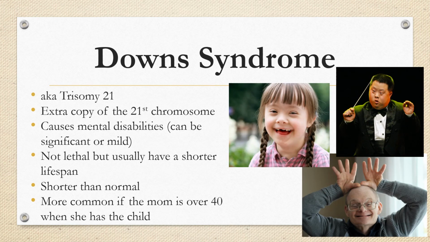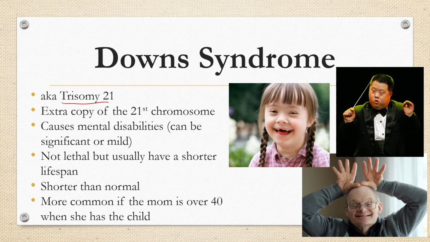So let's learn about a few more interesting genetic disorders or genetic traits. The first one is Down syndrome. Another term for this is trisomy 21. We are going to have an extra copy of the 21st chromosome when we have a patient with Down syndrome or a person with Down syndrome. And this causes some mental deficiencies.